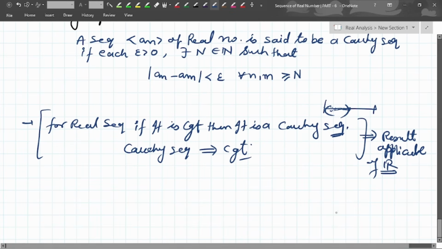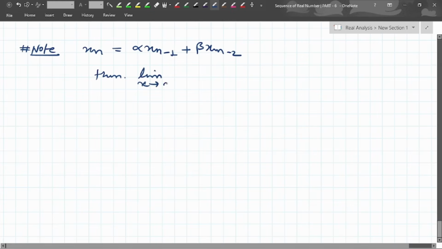Now, let me make one note point here. If you have a sequence of the form, let's say xn equals alpha xn minus 1 plus beta xn minus 2, and you take the limit n tending to infinity of xn, say my an is nothing but 2 an minus 1 plus 3 an minus 2.